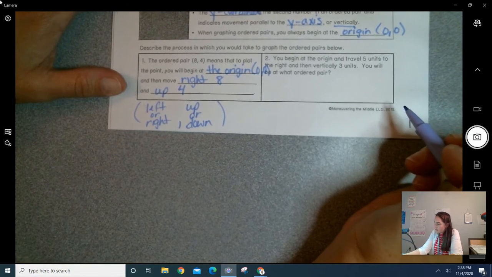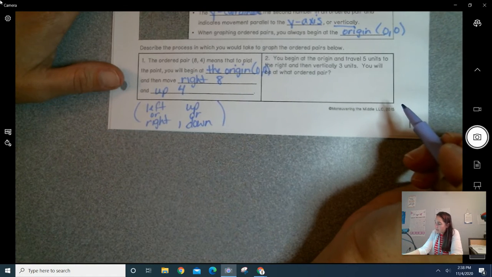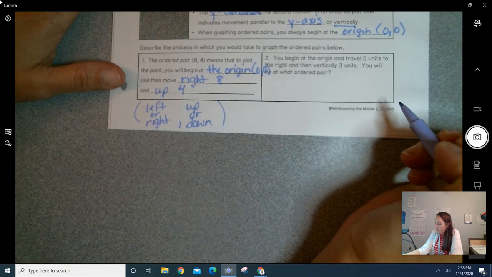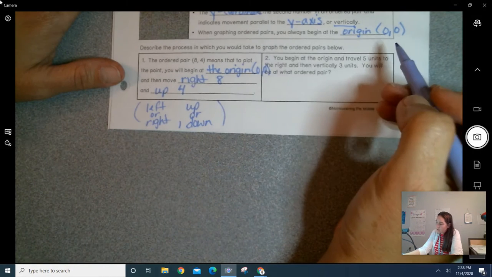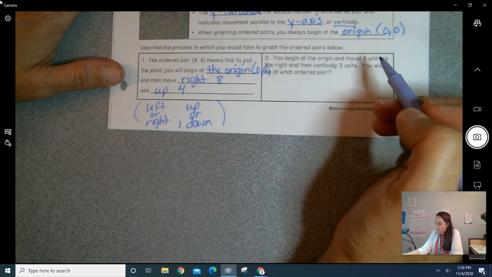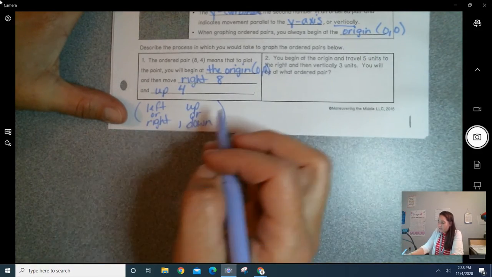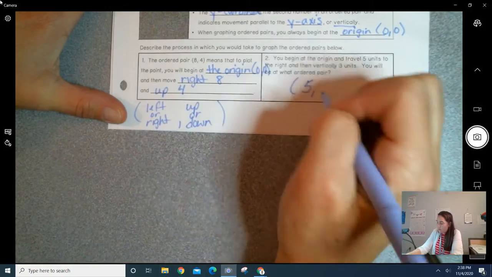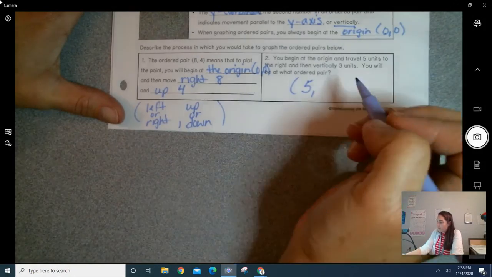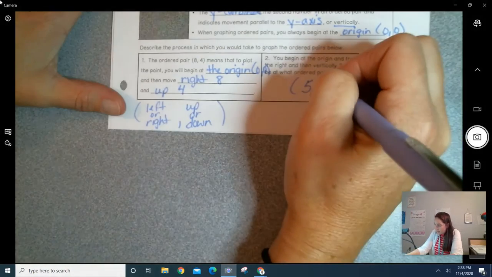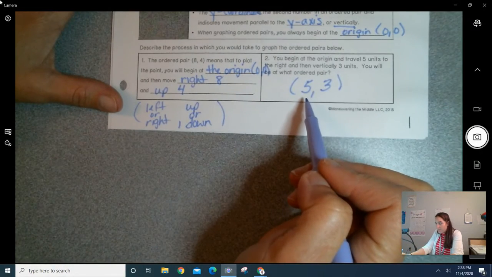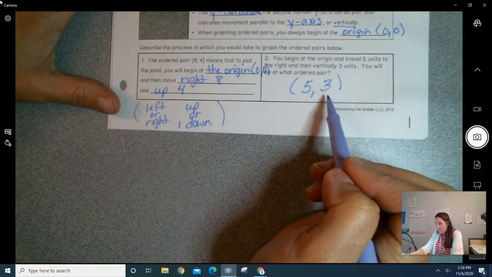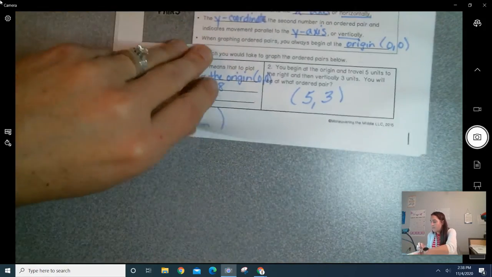Number 2 says you begin at the origin and travel 5 units to the right and then vertically 3 units. You will be at what ordered pair? So if I start at 0, 0, and I travel 5 to the right, that's the first number I put in my ordered pair. And then if I go 3 units up, that's the second number I put. So remember, the first number is horizontal, the second number is the vertical. Okay, let's flip to page 2.